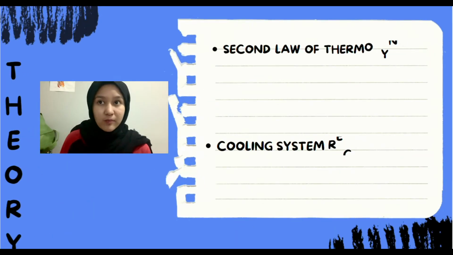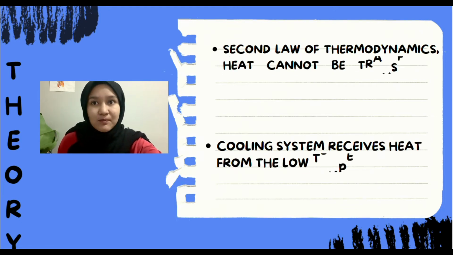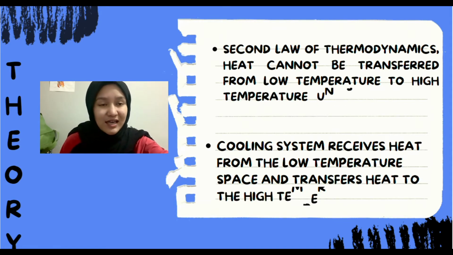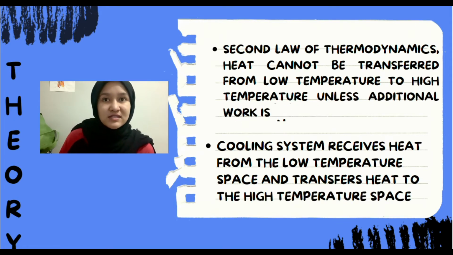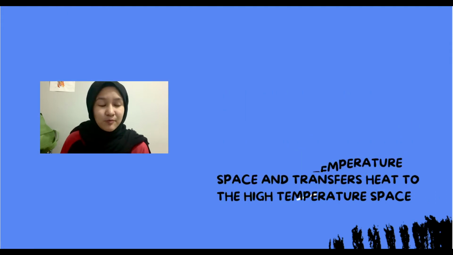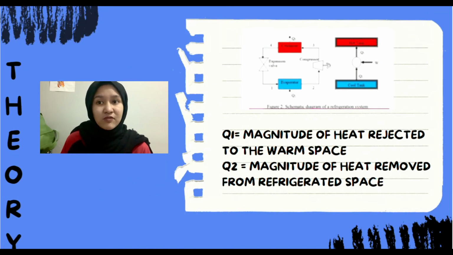For the theory part, according to the second law of thermodynamics, heat cannot be transferred from low temperature to high temperature unless additional work is involved. Devices used for the transfer of heat are called refrigerators, and the working fluid is called refrigerant. A cooling system receives heat from the low temperature space and transfers heat to the high temperature space. This process requires work, W, to be supplied to the system as depicted in the figure, which is a schematic diagram of a refrigeration system.